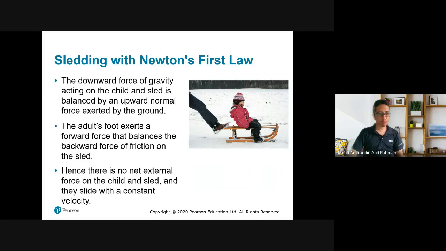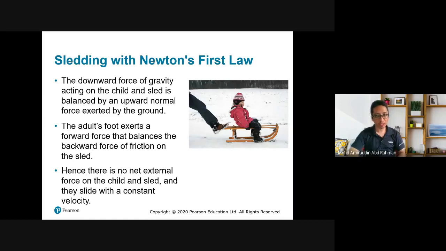Okay, we have another example. Let's say this child is sledding on snow. The downward force of gravity acting on the child and the sled is balanced with an upward normal force exerted by the ground. So now the child is not moving, because the sled is balanced by the upward normal force exerted by the ground and the gravitational force.